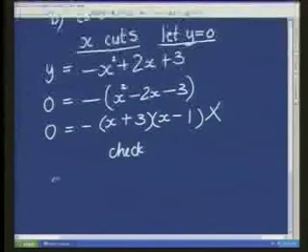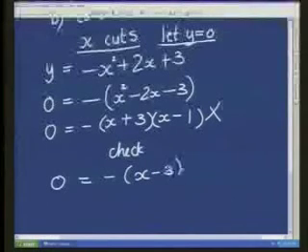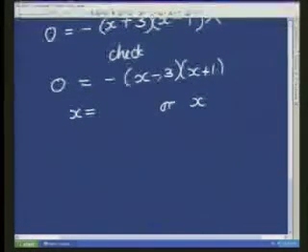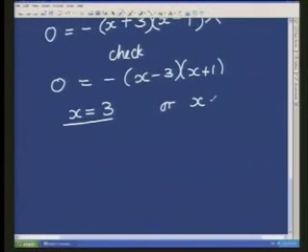So it's always a good idea to check your trinomial factorization once you've done it. Okay, Nonhlanhla, that's my solution. What is the answer now for both of my x values? So what are the two values? X is equal to minus 3, or plus 3. Good. X is equal to minus 1.